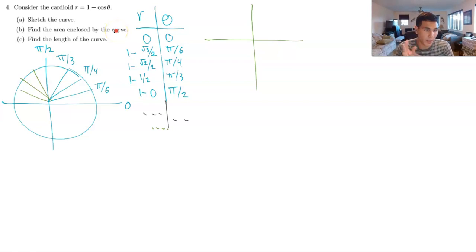Okay, so if you guys noticed, I'm going to skip through most of the work for part A, because for part A, if you don't have that curve memorized, what you can do is draw out the unit circle and then make a t-table like I do. And you can see that 1 minus cosine theta, that's a cardioid, right? It's kind of like a heart type of thing.